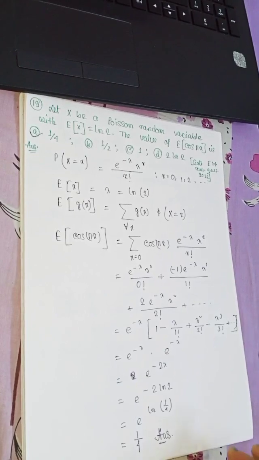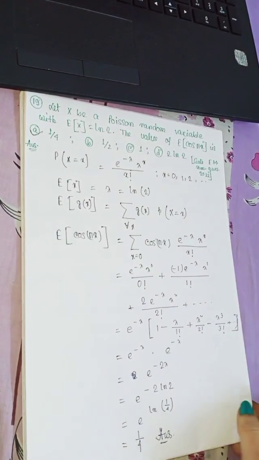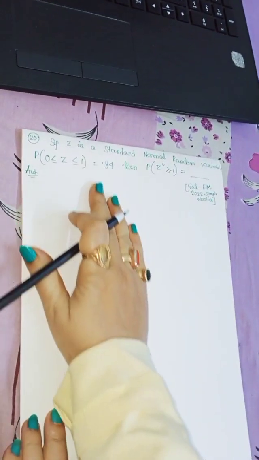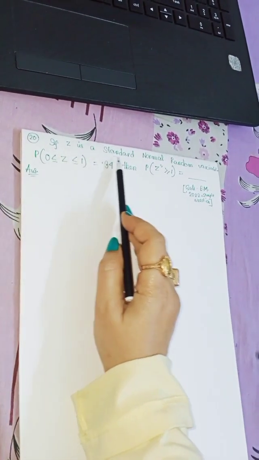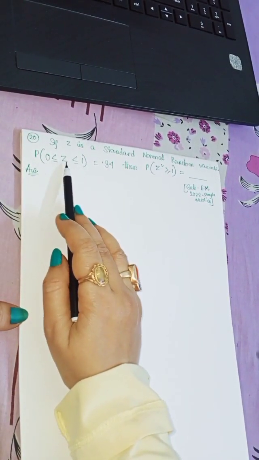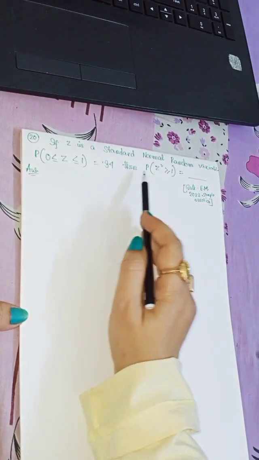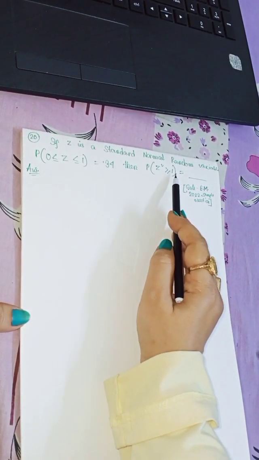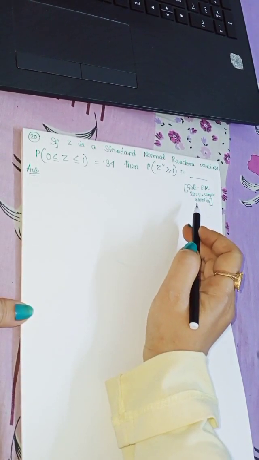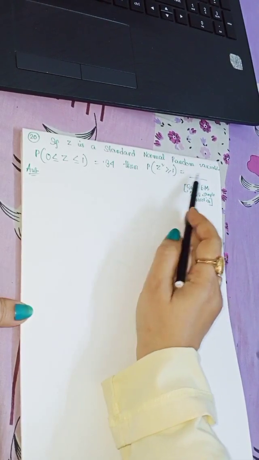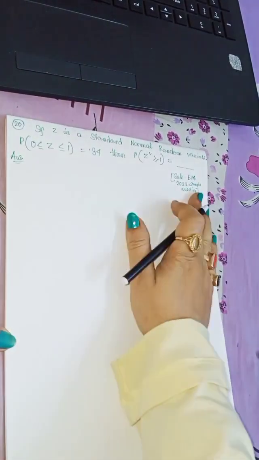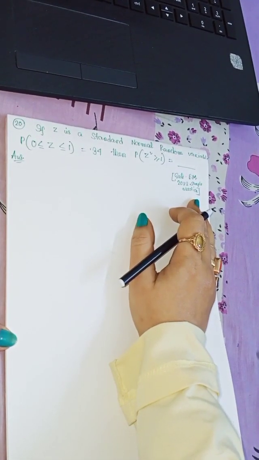So this is the whole solution of question 19. Now moving to question 20. Question 20 tells us: if Z is a standard normal random variable where P of 0 less than or equal to Z less than or equal to 1 is equal to 0.34, then P of Z square greater than or equal to 1 is equal to what? So it is also a normal random variable question. It is a GATE sample question 2022 from engineering mathematics.